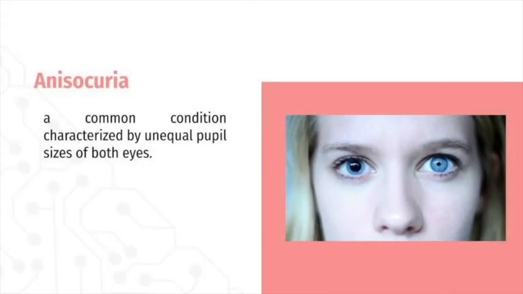So the next term is anisocoria. Anisocoria is a common condition characterized by unequal pupil sizes of both eyes. As you could see here, in the picture of a girl, the right eye seems dilated and the left eye seems constricted. To some people, it might be a normal condition or a normal characteristic for them.